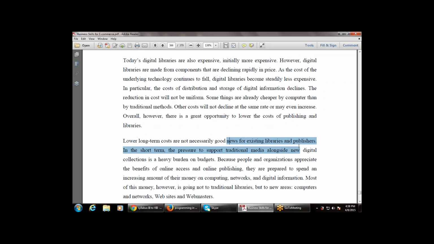Then lower long-term costs are not necessarily good news for existing libraries and publishers. In the short term, the pressure to support traditional media alongside new digital collections is a heavy burden on budgets. That is, there will be a heavy burden on the budget, and on people and organizations, because most of them appreciate the benefit of online access and online publishing.